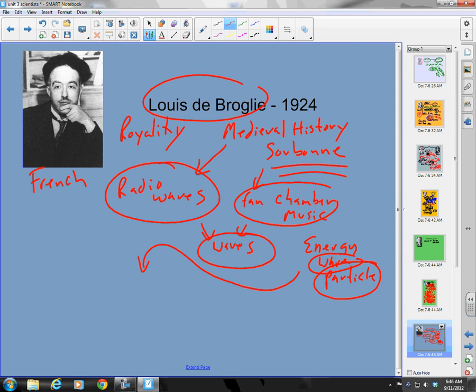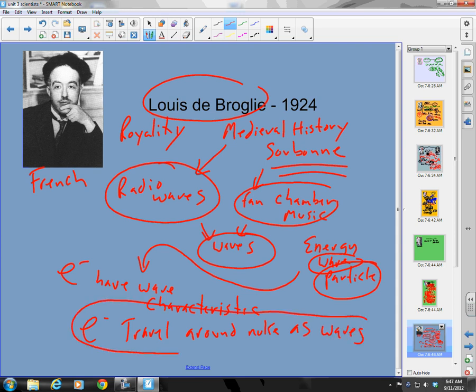He says, hey, let's assume electrons have wave characteristics. I mean, clearly, electrons already have particle characteristics. They are particles. They have mass. They're matter. So he says electrons have wave characteristics, meaning they travel. His idea was that they travel around the nucleus. Electrons travel around the nucleus as waves. That's what de Broglie added.